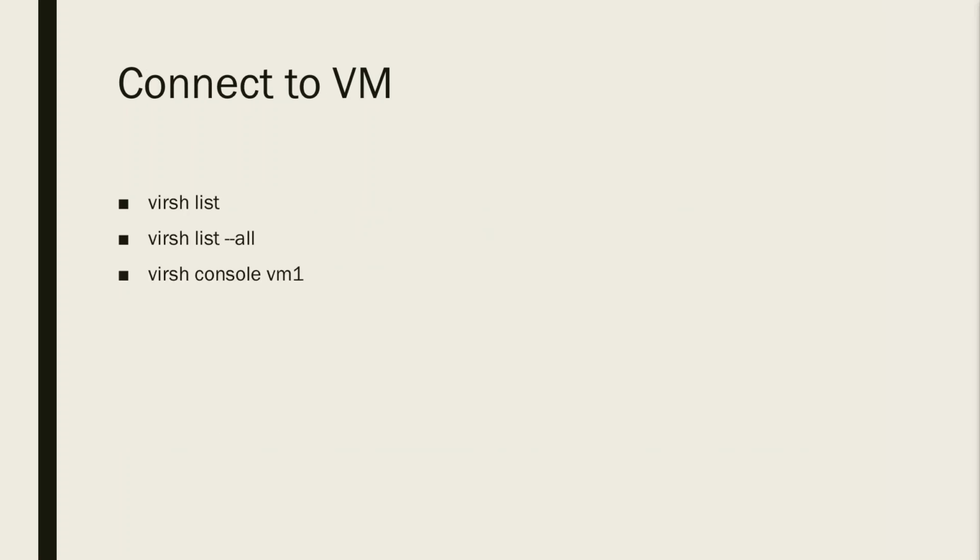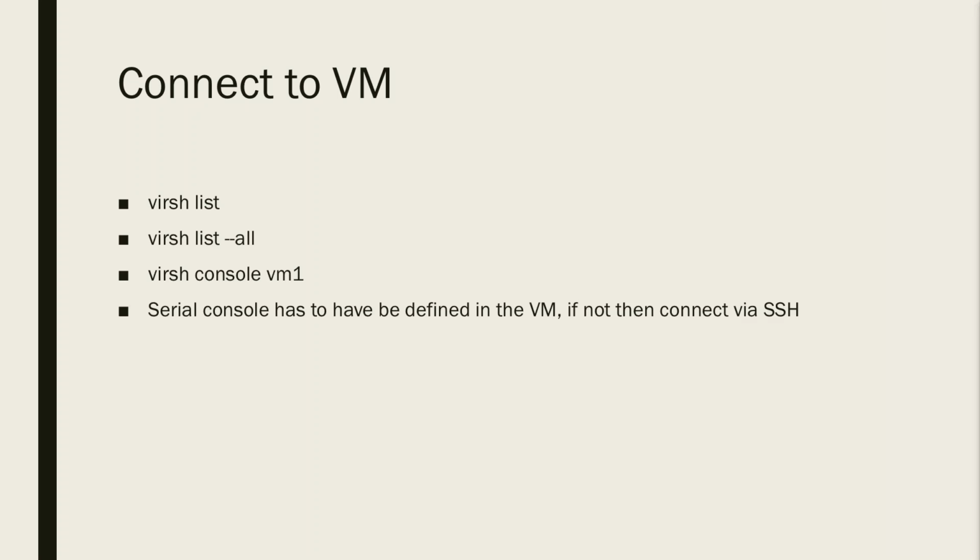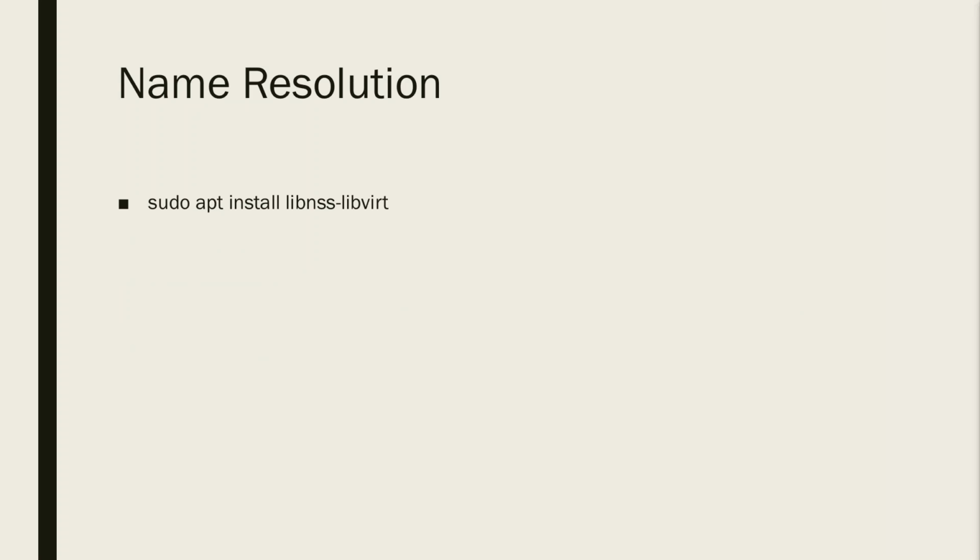Connecting to the VM, we can use virsh console, but console's only going to work where you have set up a serial console. Typically cloud images do. But we could find out the IP address from the DHCP leases for the default network, but we could also use our name resolution.